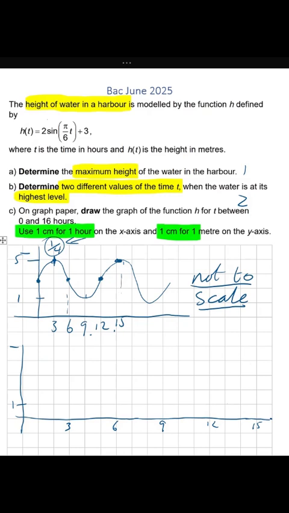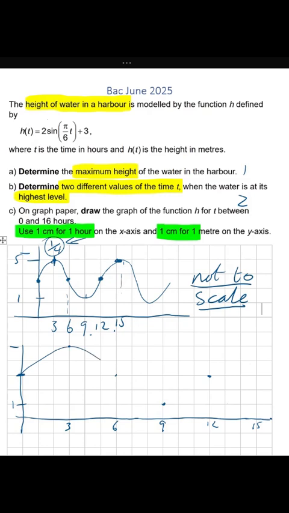Translating all of this information here, I know that I'm starting at my midpoint, halfway between 5 and 1. That'd be 3. I get to the max after 3 hours, so I'd be there. At 6, I'm back to my midpoint, so here. At 9, I'm at my minimum, so I'm down to there. At 12, I'm back to my midpoint. I've done 1 full period of this graph.